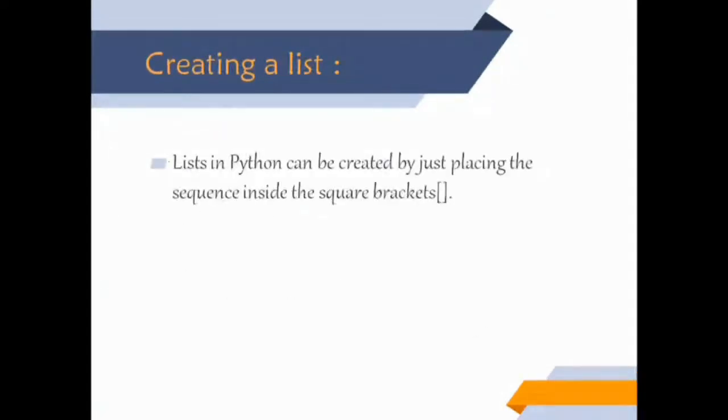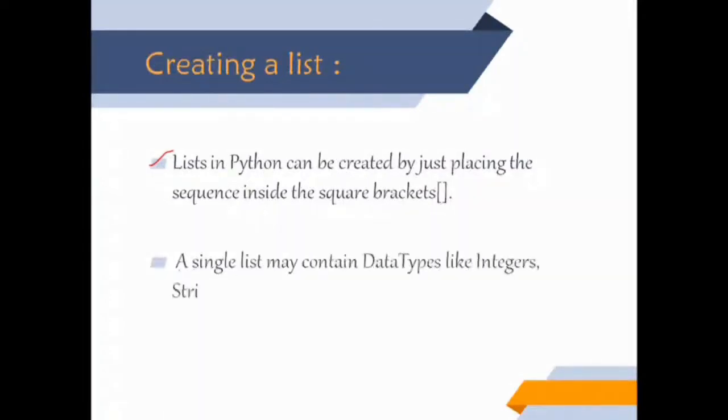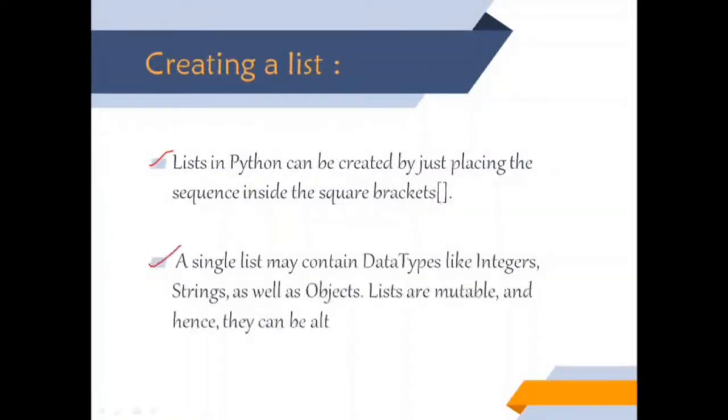Now let us get into the topic of creating a list. Lists in Python can be created by just placing the sequence inside the square brackets. A single list may contain data types like integers, strings, as well as objects. Lists are mutable, and hence they can be altered even after their creation. Now let us create a list.